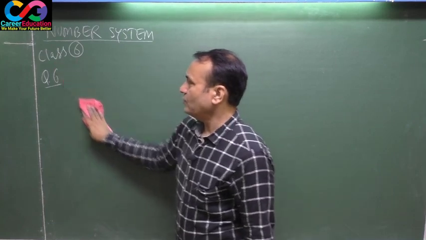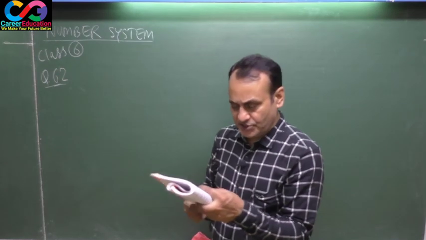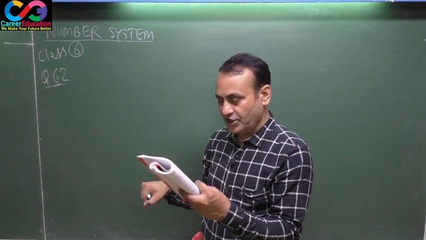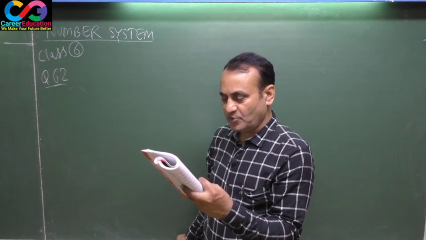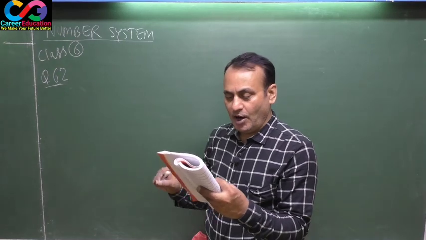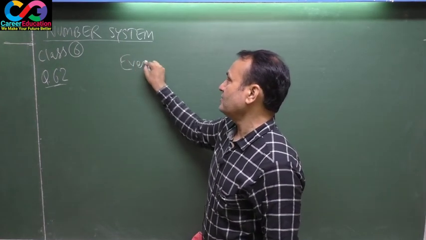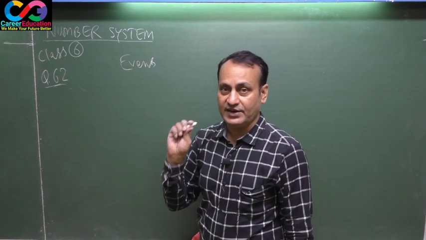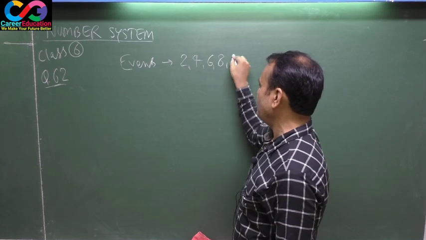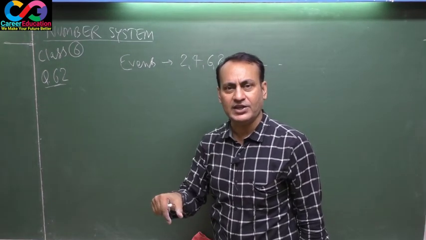Now question number 62. Question number 62 says, the sum of four consecutive even numbers is 300. What will be the product of the smallest and the biggest numbers? See here, the sum of four consecutive even numbers. Consecutive even numbers must have equal difference everywhere. See here, 2, 4, 6, 8, 10. These are your consecutive even numbers, and the gap everywhere is 2.